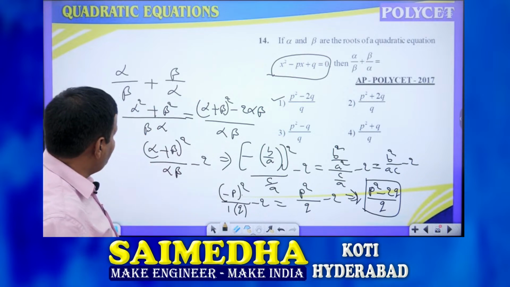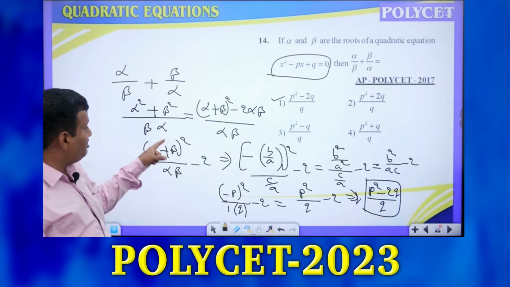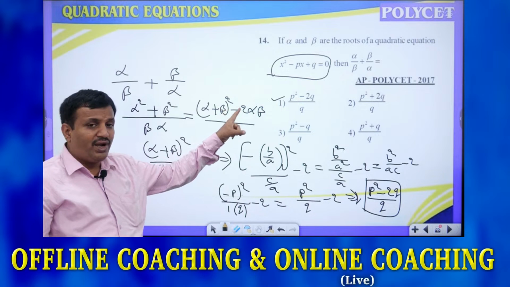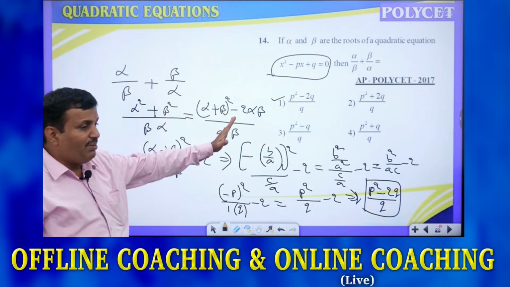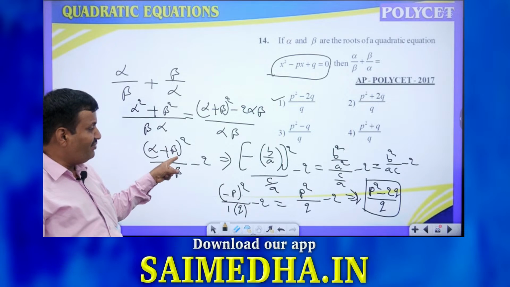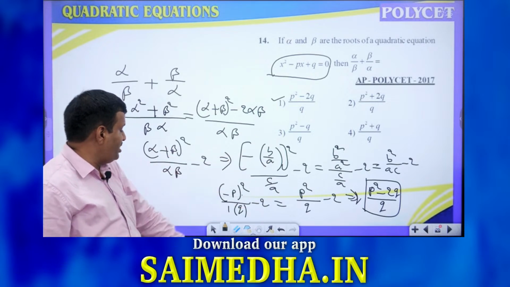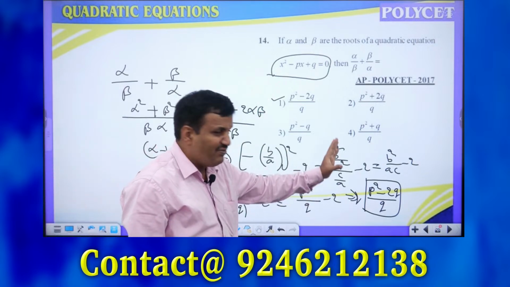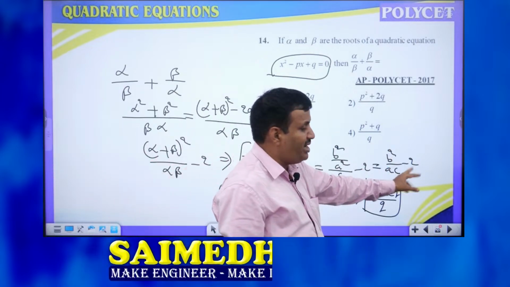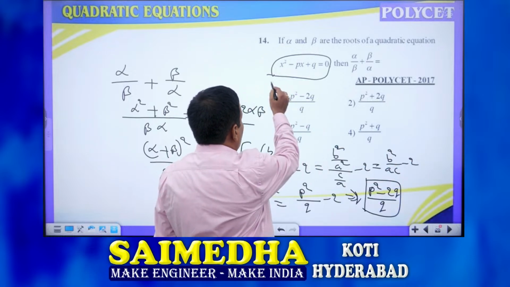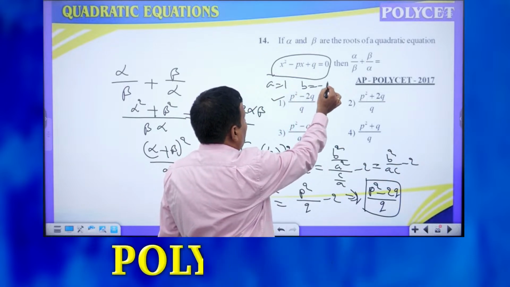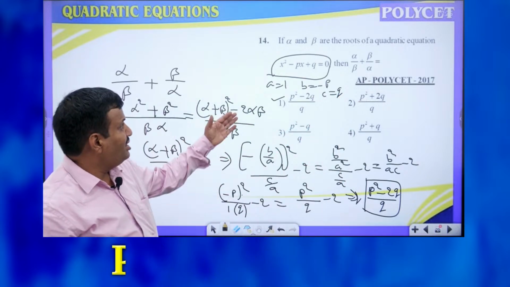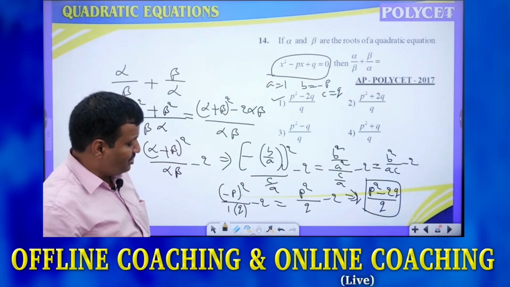There is nothing to be confused about here. We are taking the LCM of alpha and beta: alpha square plus beta square. We write this alpha square plus beta square as alpha plus beta whole squared minus 2 alpha beta by alpha beta. I separated the terms like this. Alpha plus beta is minus b by a whole square. Alpha beta is c by a, and minus 2 continues as it is. Simplify that term: b square by ac minus 2. What is the a value here? A value is 1, b value is minus p, c value is q. After substituting all of them, simplify. Which answer is satisfying? First option is the correct answer.